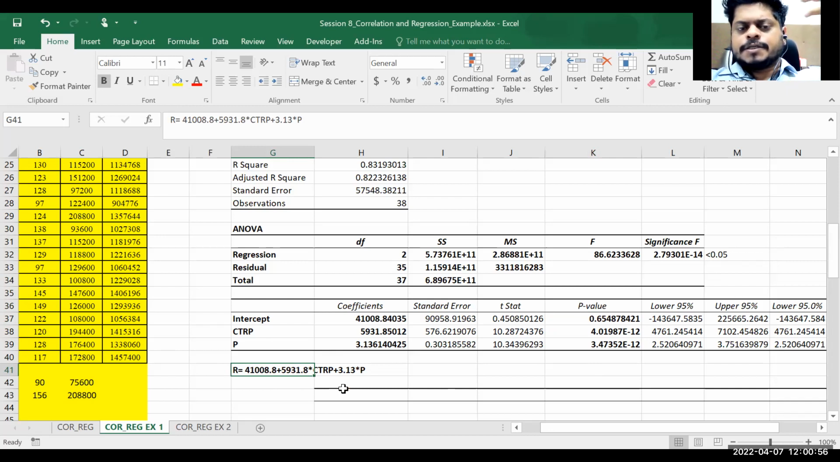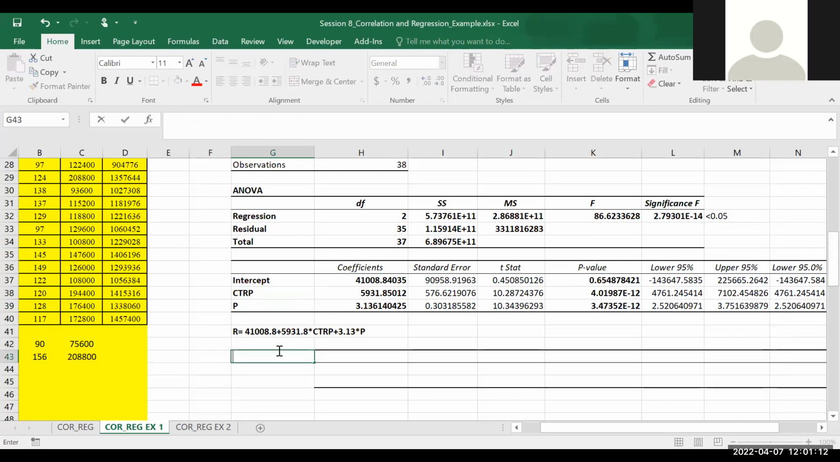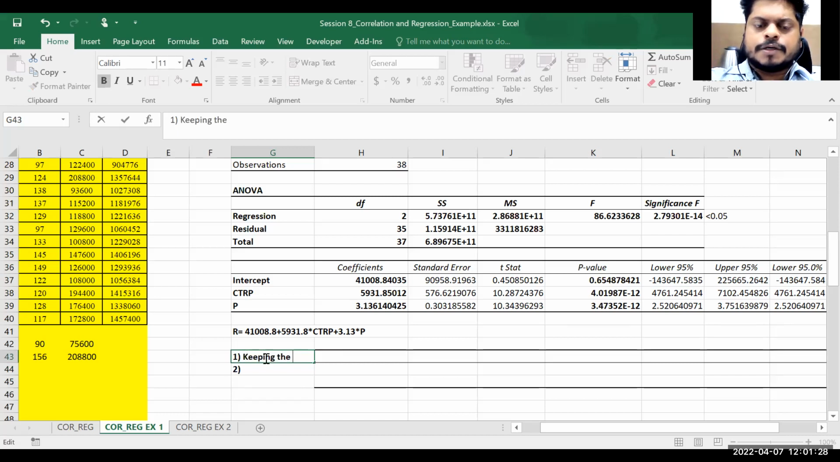For any change in CTRP, keeping P same. Okay, tell me how to interpret this. So when I say 5931.8 multiplied by CTRP, what does it mean actually? 5931.8 means that for 1 unit change in CTRP, the revenue will change by 5931.8, keeping all other independent variables constant. Yes, that is the most important part, keeping the other variables constant.